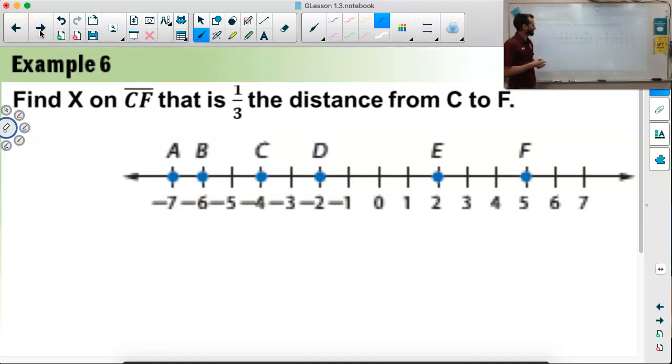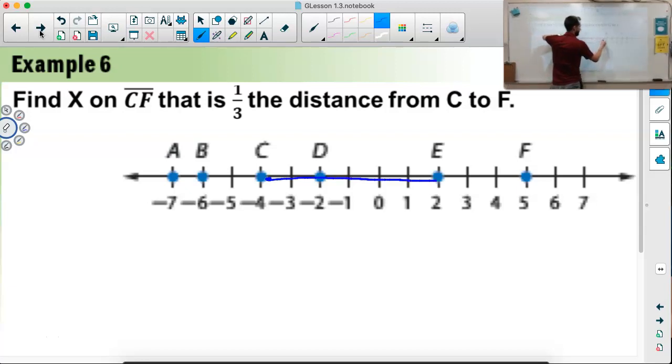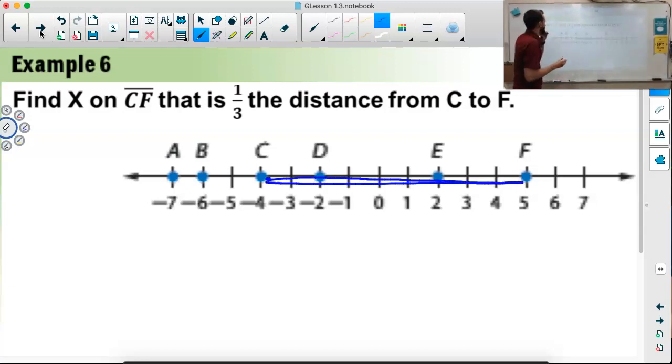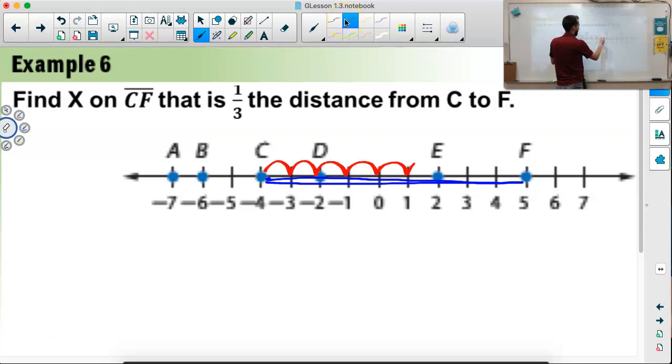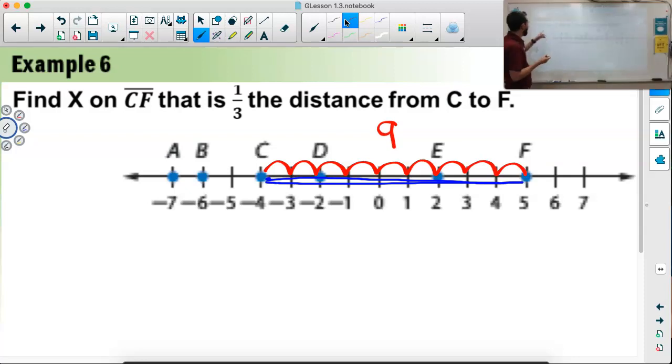Just, again, requires us to think a little bit. All right? So this one, notice they tossed a 1/3 in there. It says, find x on CF. Here's CF right here. That is 1/3 the distance from C to F. So let's figure out the distance. We can just count these. This is pretty easy. 1, 2, 3, 4, 5, 6, 7, 8, 9. It's 9 spaces. So if x is 1/3 of that distance, we want it to be 3 spaces. So I would count over 1, 2, 3 spaces, 1, 2, 3, and I would be right here. And that would be x.